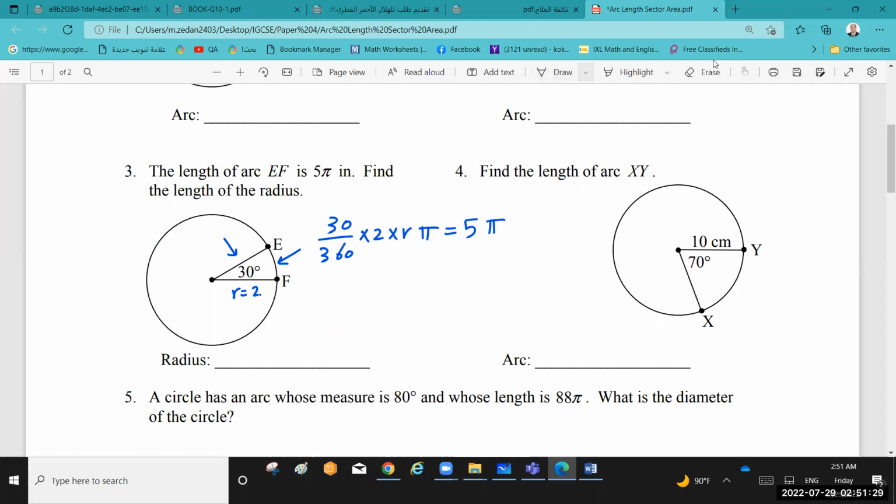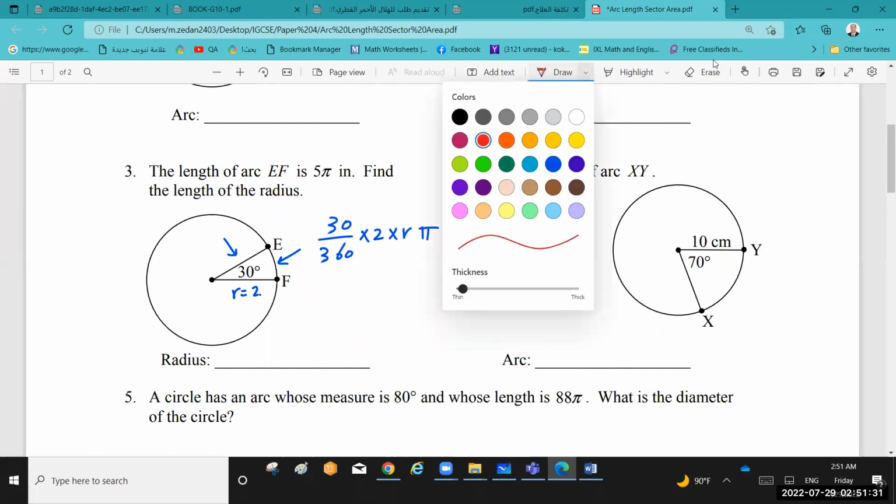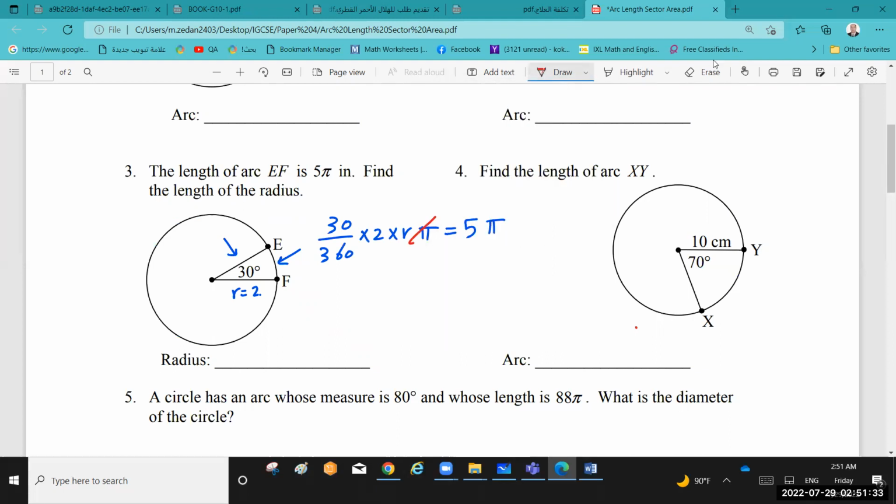Now divide each side by pi to remove this pi. Cancel the pi, and you can simplify this one. Now you have an equation, you can solve it. 2 times 3, 6. Here, this 6 cancels with this 6. So you have r over 6 is equal to 5, so r is equal to 30 centimeters, or inches, it's the same, inches.